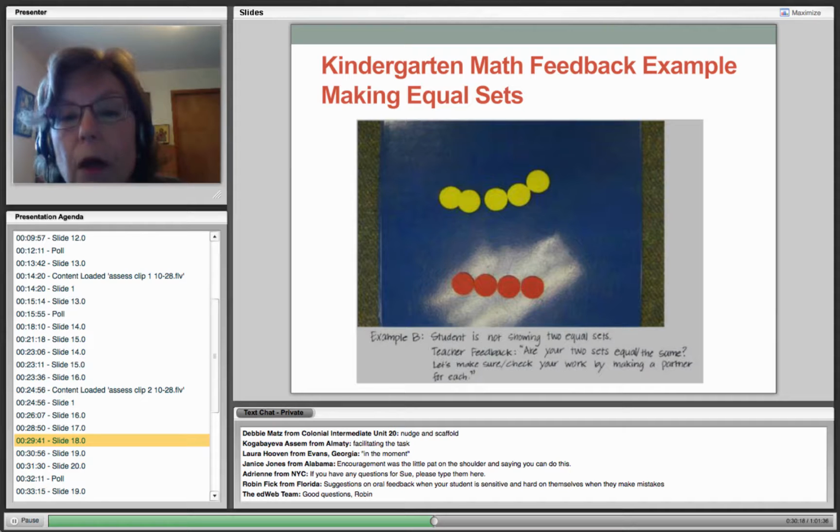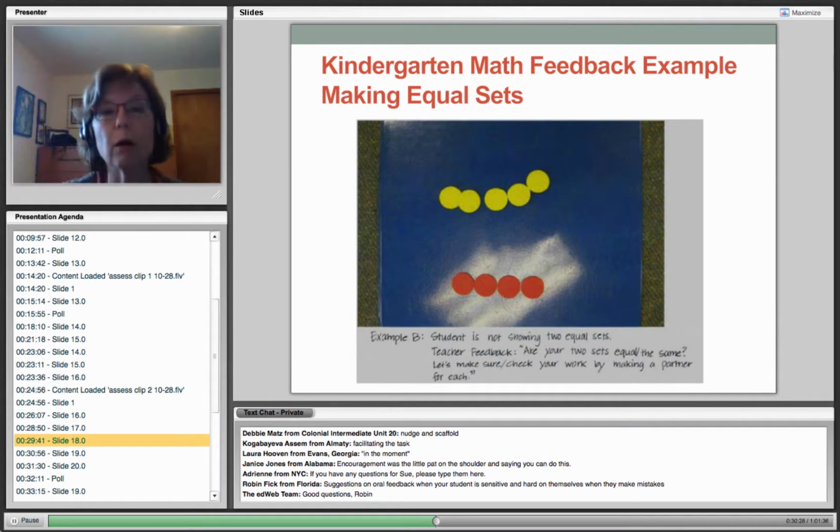But her feedback was, are your 2 sets equal? Are they the same? Let's make sure. Let's check your work by making a partner for each. By that she meant 1 yellow for 1 red. That was her feedback. So, again, an example of helping the student figure it out. If she had made the connections herself, like drawn lines from 1 yellow to 1 red, it wouldn't have had the same effect.